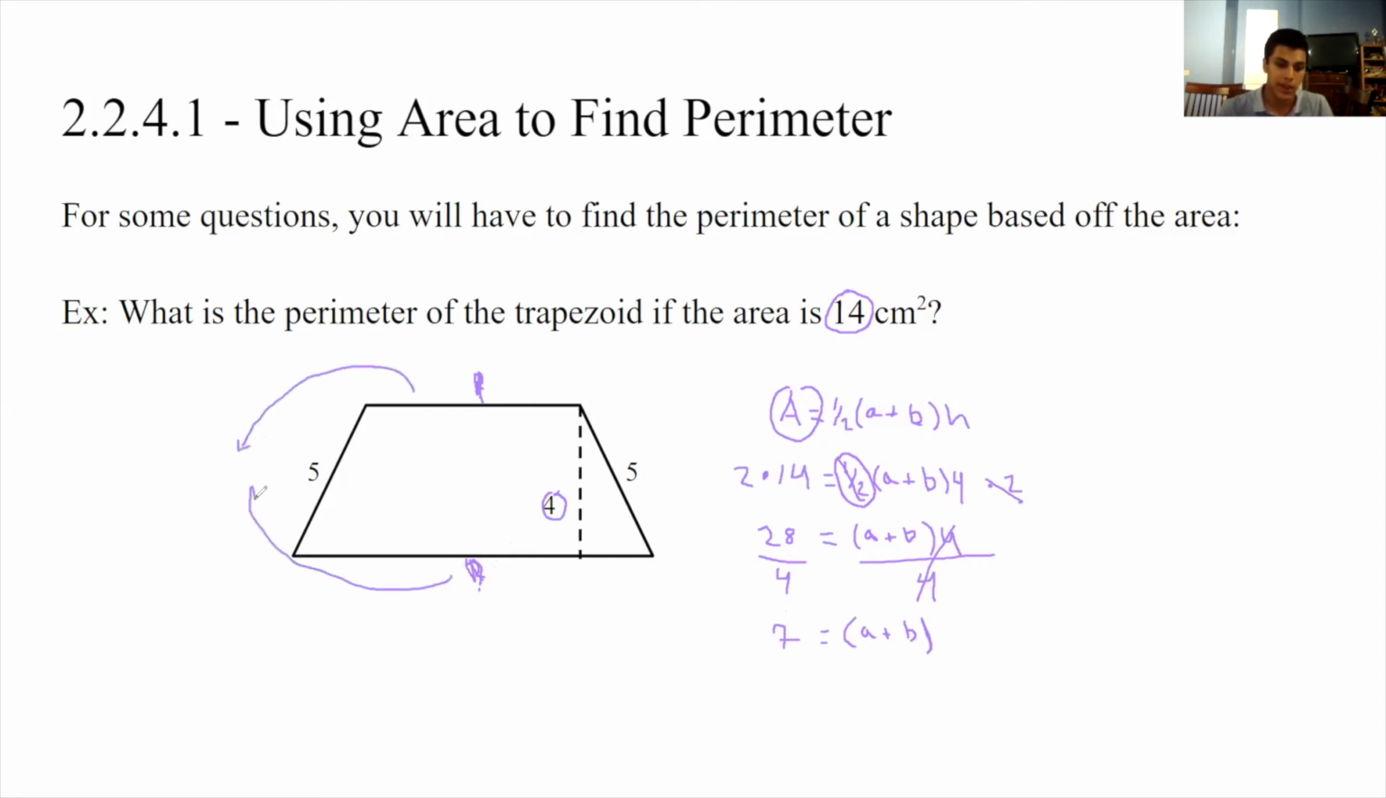So I have 7 as the length of these two sides together, and then I just need to add that to 5, which is this side, and 5, which is this side, and now I have all 4 sides accounted for. So if I add 5 plus 5, and then plus 7, that leaves me with 17.